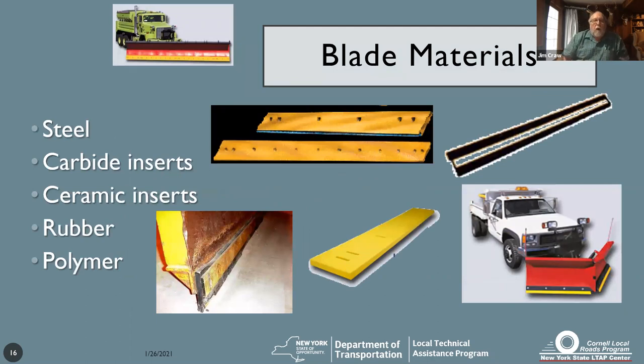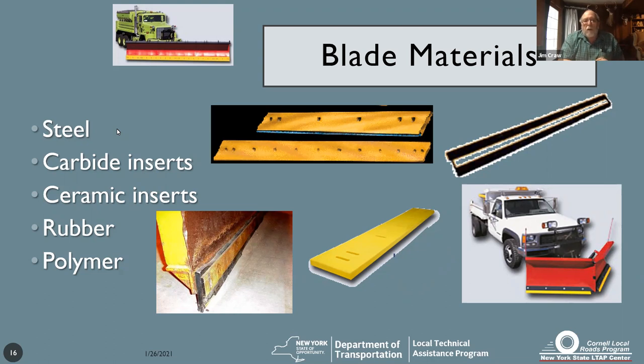These are the materials for your cutting edges. You have your steel, your carbide inserts, ceramic inserts, rubber, and polymers. The bottom left is a rubber cutting edge. You always put a steel plate across the face of it to keep it in place. Like I said, the only problem is they wear, they chatter, and they'll have a tendency to tear, rip. They do work. They work well, especially in slushy material after a storm. They just don't bite in, and they don't grab as hard as you would like them to.